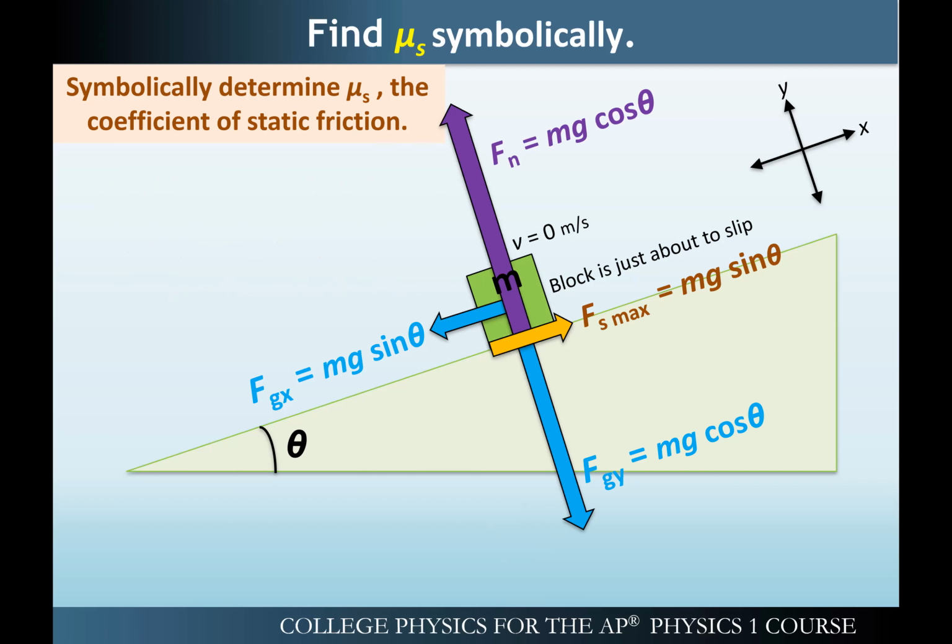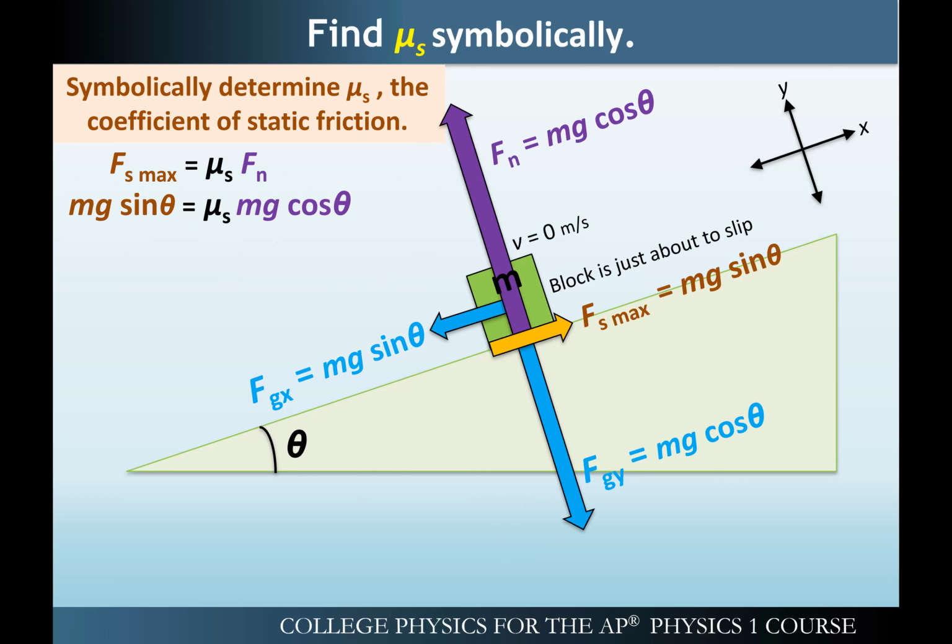And then we do the last step the same as well. We've got all of our forces. We figured them all out based on what we know in terms of variables, m, g, and the theta. And we're still going to think through our equation for friction. So that static friction maximum is going to be coefficient times normal. So we know the maximum static friction is mg sine of theta. We know the normal force is mg cosine of theta.